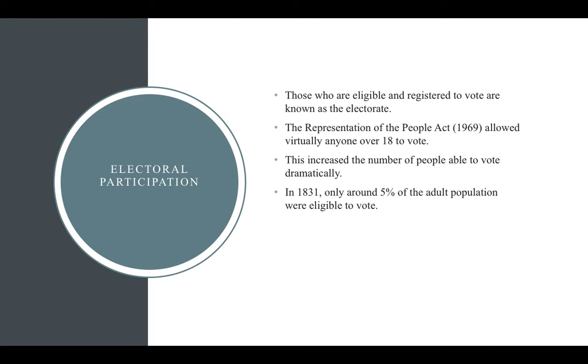Because in 1831, only around 5% of the adult population were eligible to vote, and they were the upper class men who were engaging in politics already. Everyone else, the 95% of the adult population who are eligible to vote now, couldn't vote back in 1831. However, the 1969 Representation of the People Act definitely increased significantly the number of people that were eligible to vote. So that's now 99%.